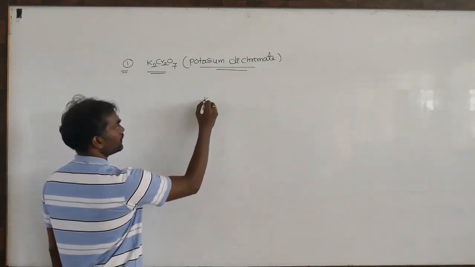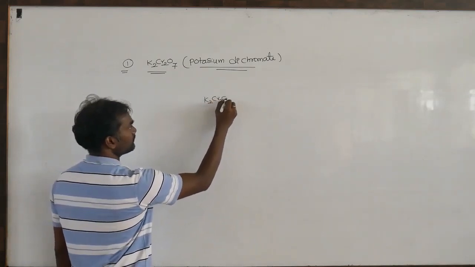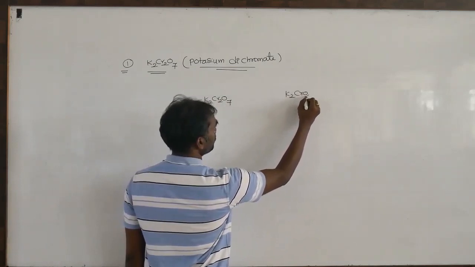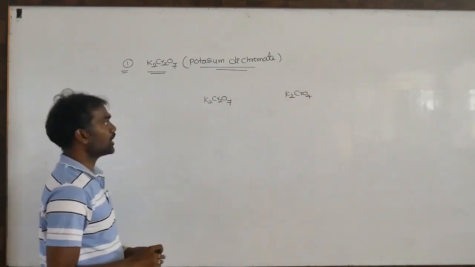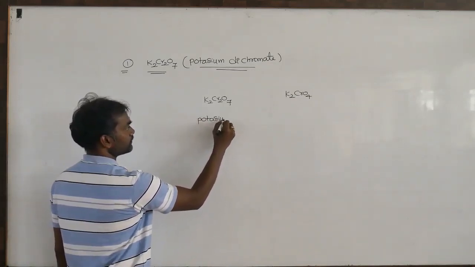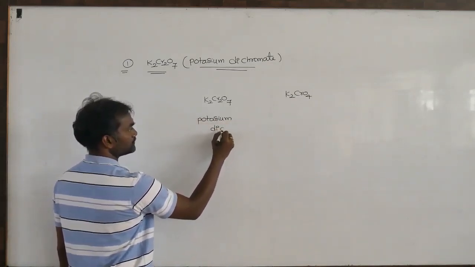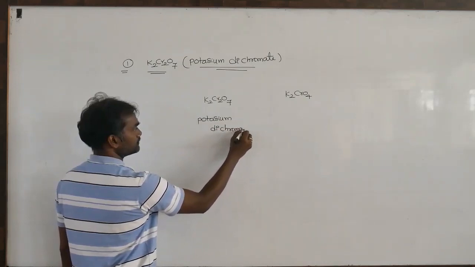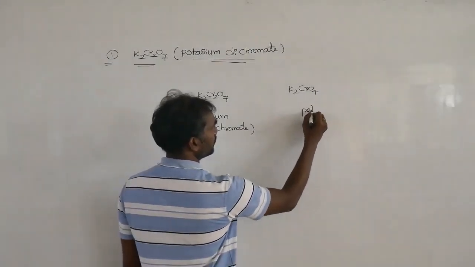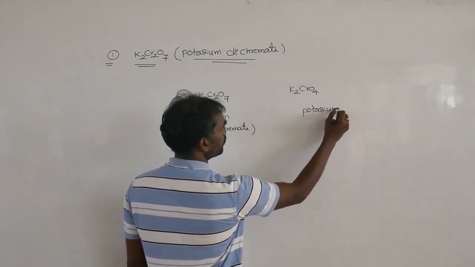Here we have K2Cr2O7 and K2CrO4. Here we have 2 compounds. K2Cr2O7 is potassium dichromate, and K2CrO4 is potassium chromate.